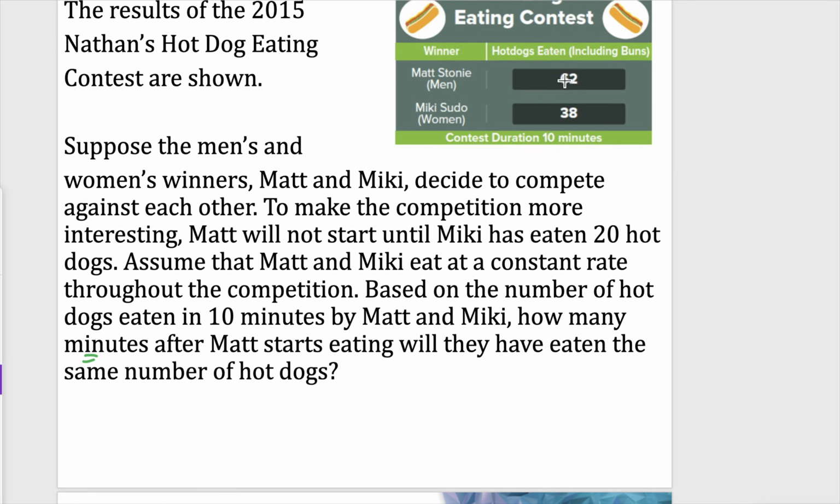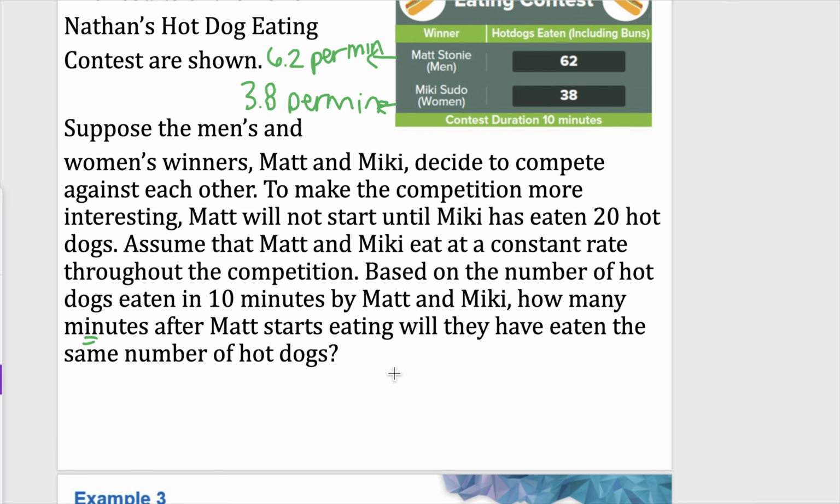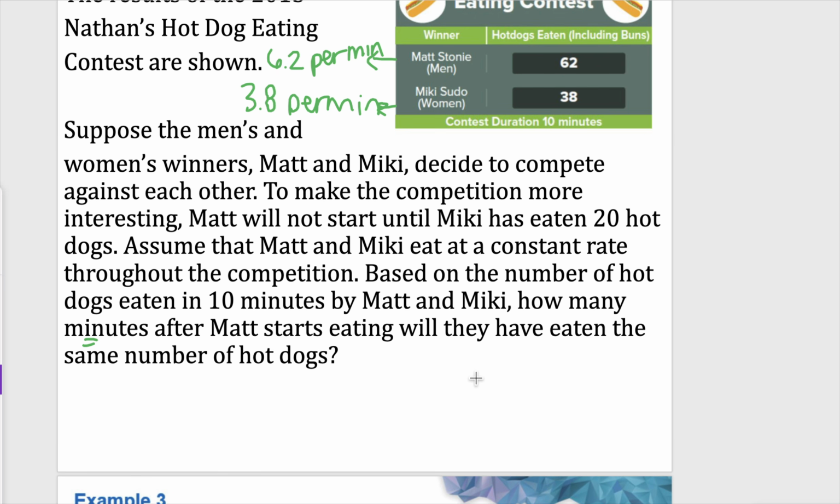One thing to consider though is this is not a per minute rate. So you want to think about Matt, he ate 6.2 hot dogs per minute because over a 10-minute period he ate 62. And then Mickey, she ate 3.8 hot dogs per minute. Okay, it does say to make it more interesting, so Matt's going to try to catch up to Mickey. He wants Mickey to eat 20 hot dogs first. So we're going to take Mickey's rate at 3.8 per minute and add 20 to it, and then set it equal to Matt's 6.2 hot dogs per minute.